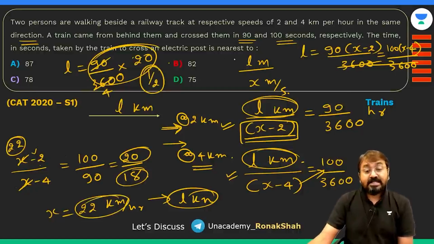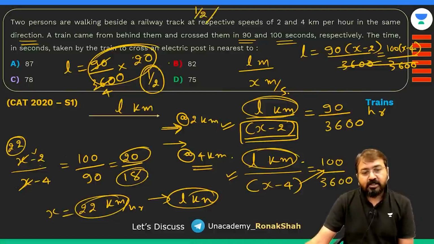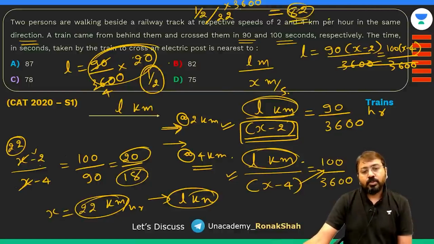So guys, how many seconds will it take? That is what they are asking. So it needs to travel 1 by 2 kilometer distance at a speed of 22 kilometer per hour. So what you will do is you will get this into hours, so multiply further by 3600, so you will get this value as 88, approximately equal to 82. Okay, so 3600 by 44 is what we need to do.